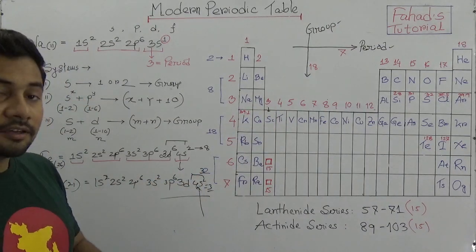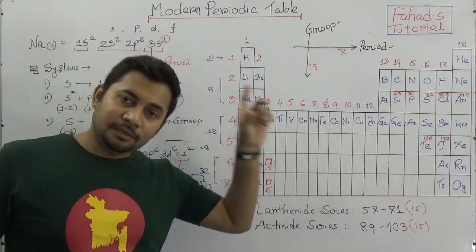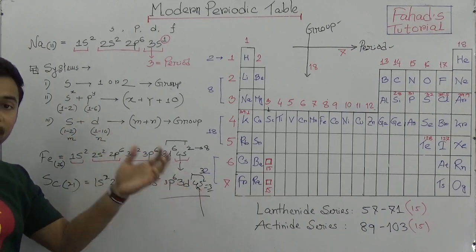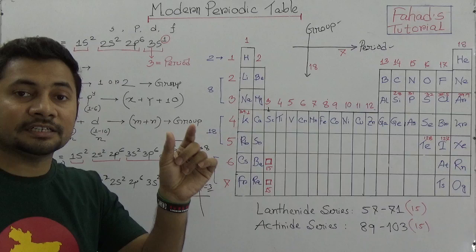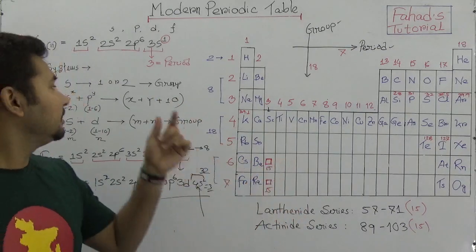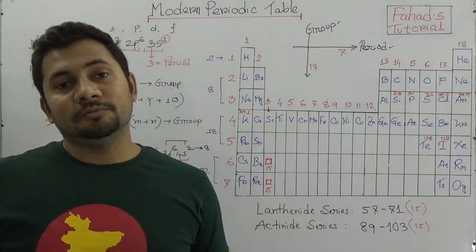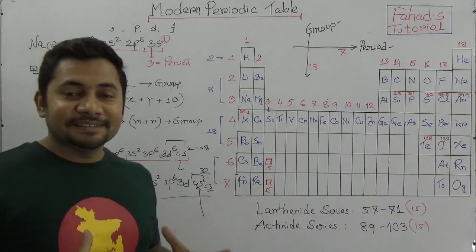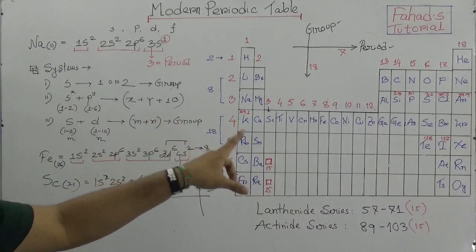So now, if you do the electron configuration of any element, you just follow this system. If you have s and d together, add them normally. If you have s and p orbitals, then you add the electron numbers plus 10. But if you have only the s orbital, just that number is the group number. So this is a very short and simplified lecture on determining the positions of elements in the periodic table based on their electron configurations.